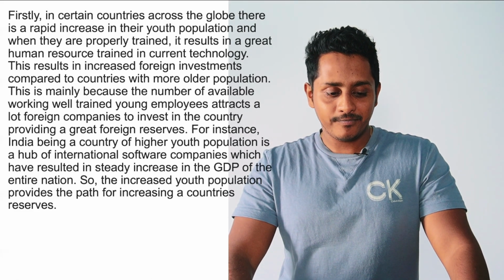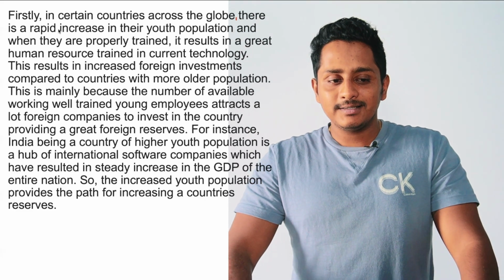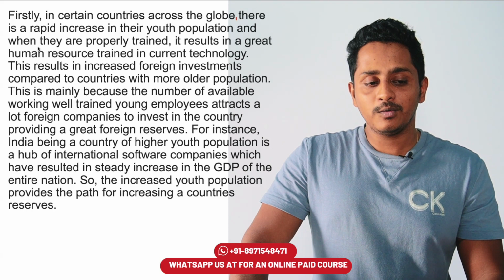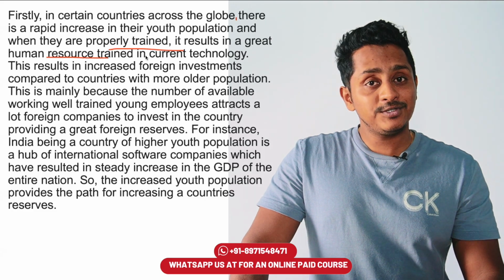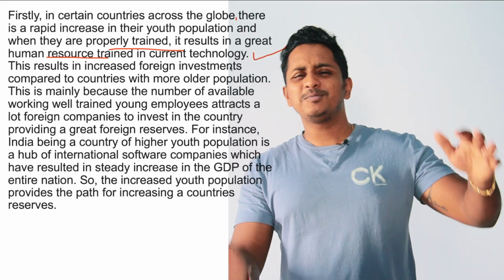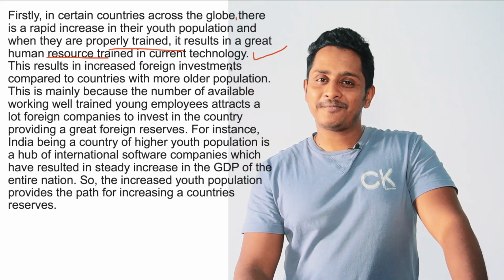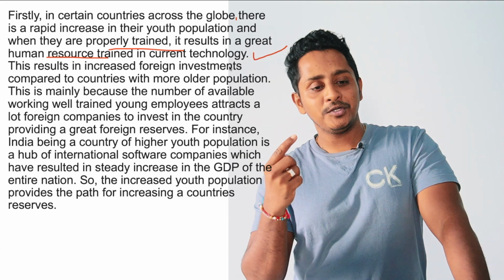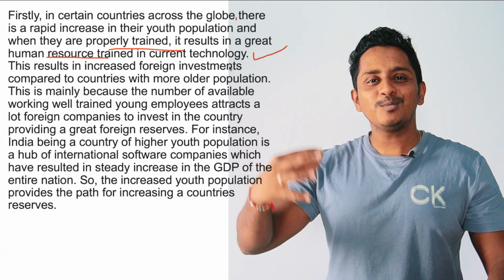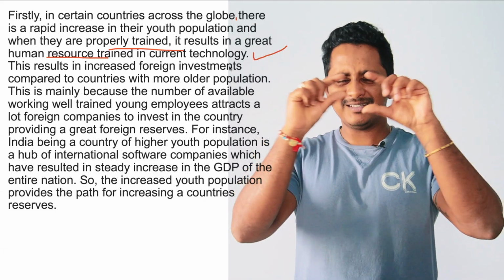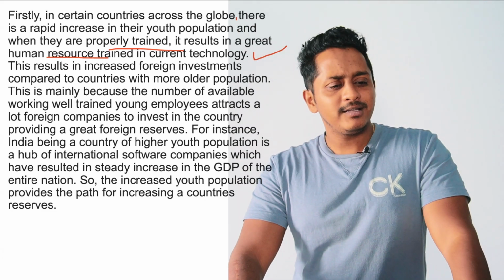Firstly, in certain countries across the globe, there's a rapid increase in their youth population, and when they are properly trained, that's his main idea, it results in a great human resource trained in the current technology. Excellent point, but it has been written in 3-4 lines, could have been written in a smaller sentence. Firstly, the younger population means better human resource. This is because, so whenever you talk about the main idea, talk in small lines, so that they hold that weightage. But irrespective of that, the idea is correct.